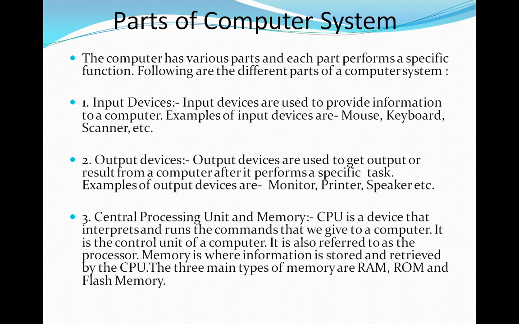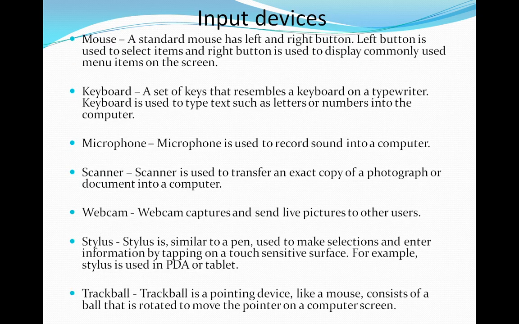Memory is the place where information is stored and from where the desired information, when required, is retrieved by the CPU. And generally there are three main types of memory: RAM, random access memory; ROM, read only memory; and flash memory.